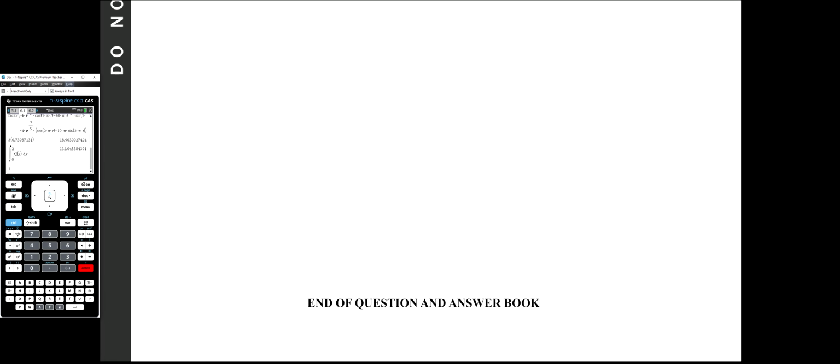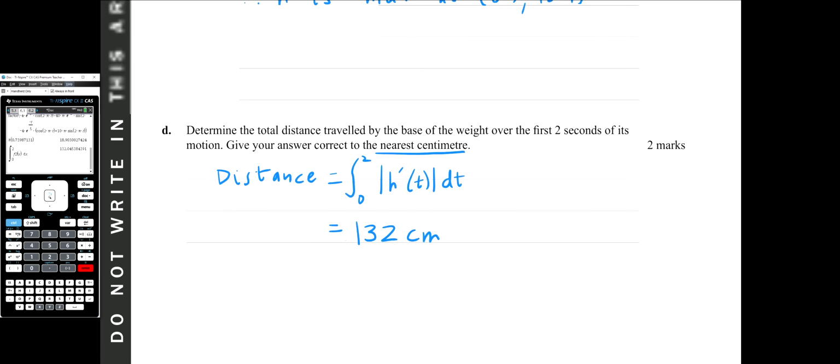Moving on, look what we have. We are now finally at the end of the question and answer book. So that is the end of our exam.